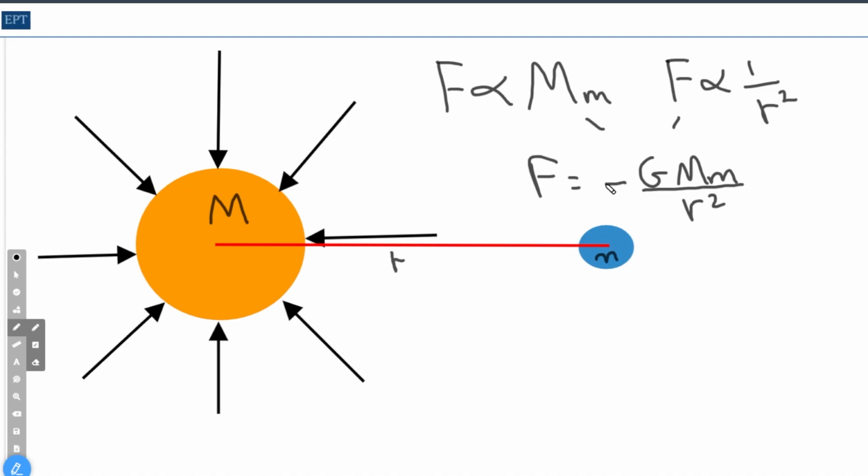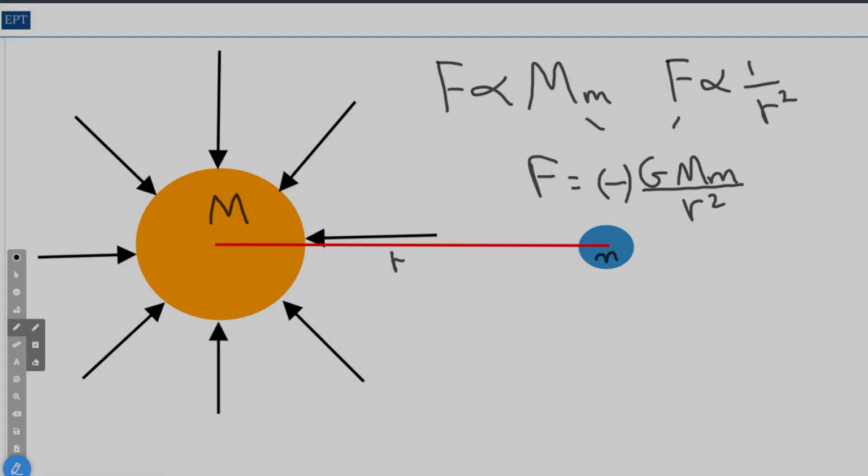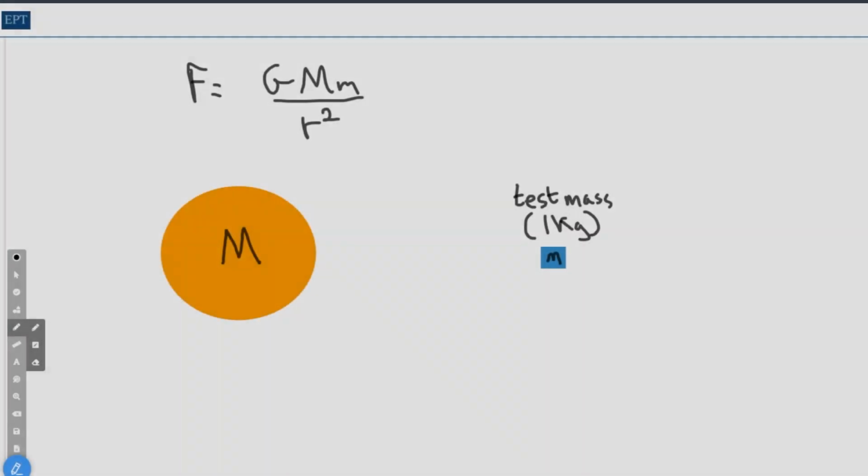Now, an interesting aside here is that the different A-level syllabuses treat this bit differently. Some of the syllabuses emphasise the negative sign, and some of them just mention it. The negative sign is there because this is an attractive force between the two masses, pulling them together. So we now have a formula that tells us the strength of the force between two masses.